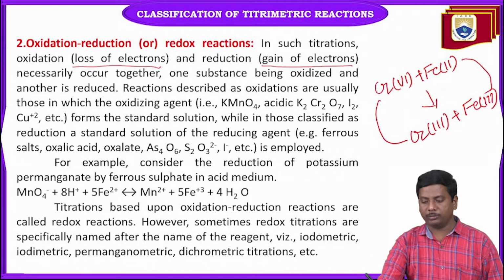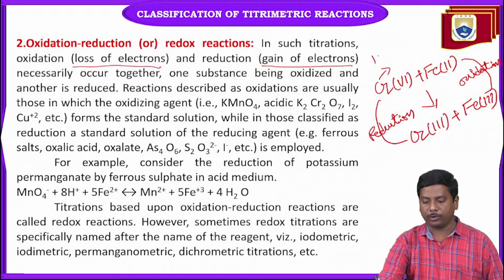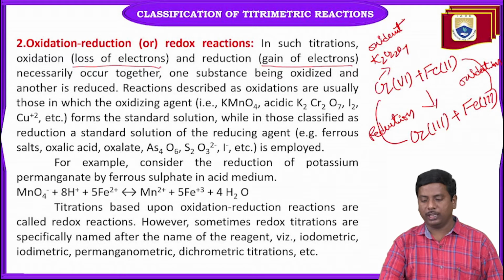From chromium 6 to chromium 3, what happens? Reduction takes place. And from iron 2 to iron 3, what happens? Oxidation takes place. So initially the chromium 6 comes from potassium dichromate. It is an example for an oxidant. And iron 2 comes from Mohr's salt.